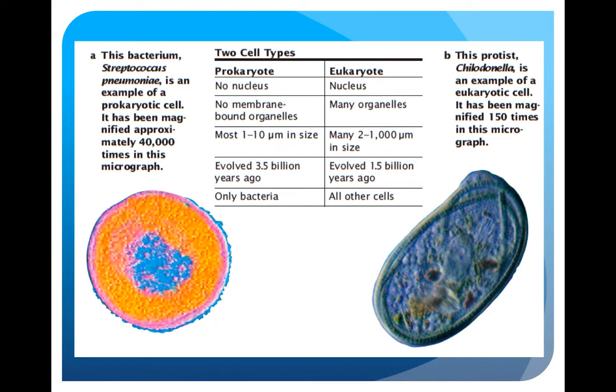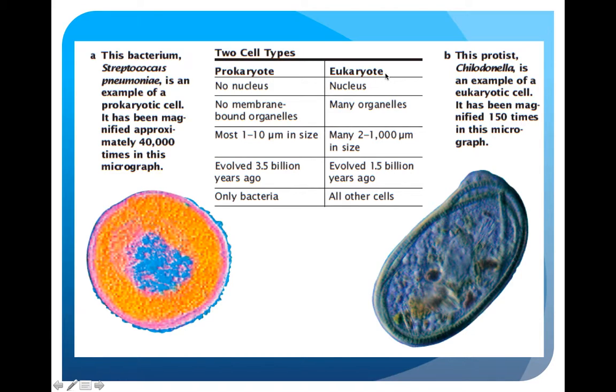Okay. Cell types. There are two cell types that we're going to be talking about. We've got prokaryotes and eukaryotes. Prokaryotic cells, they have no nucleus, no membrane-bound organelles. They are really small, 1 to 10 micrometers in size. They evolved 3.5 billion years ago, and these are bacteria. So if I say, what kind of cells are prokaryotic cells? Your answer is bacteria. These are very, very simple, very small cells.